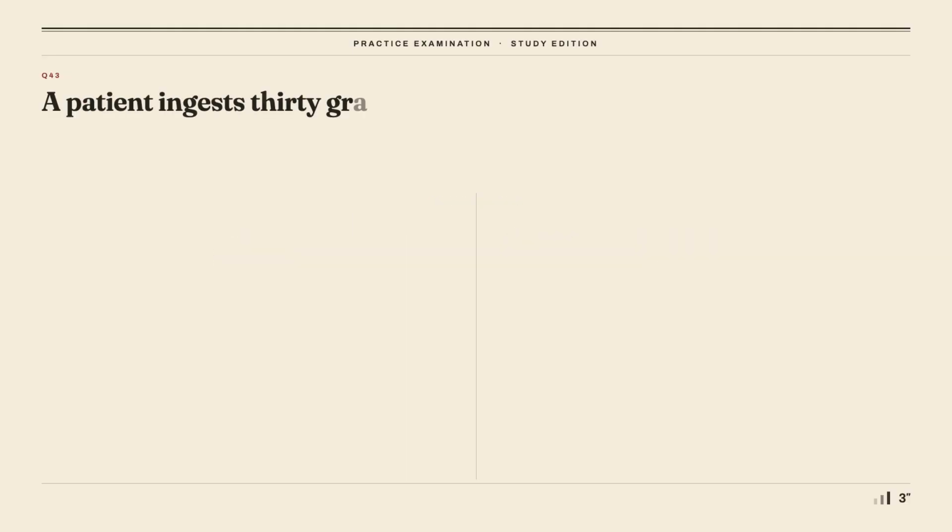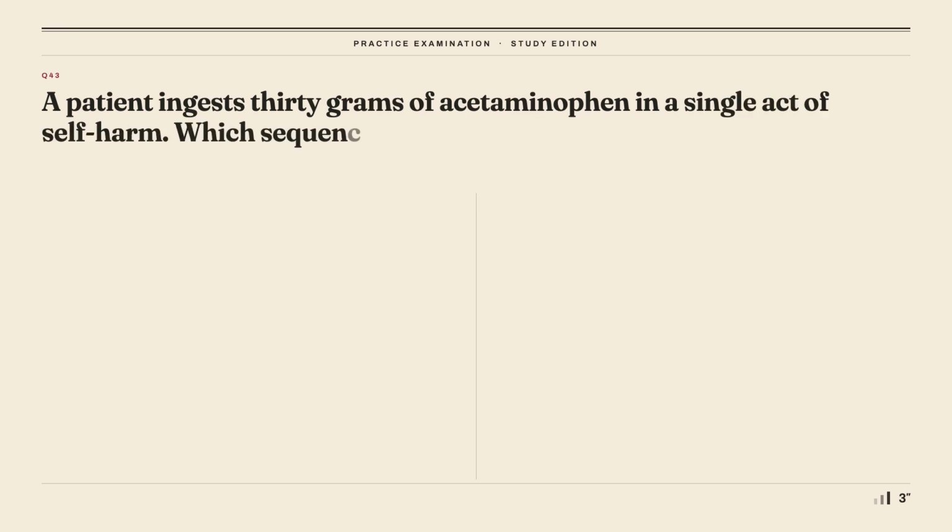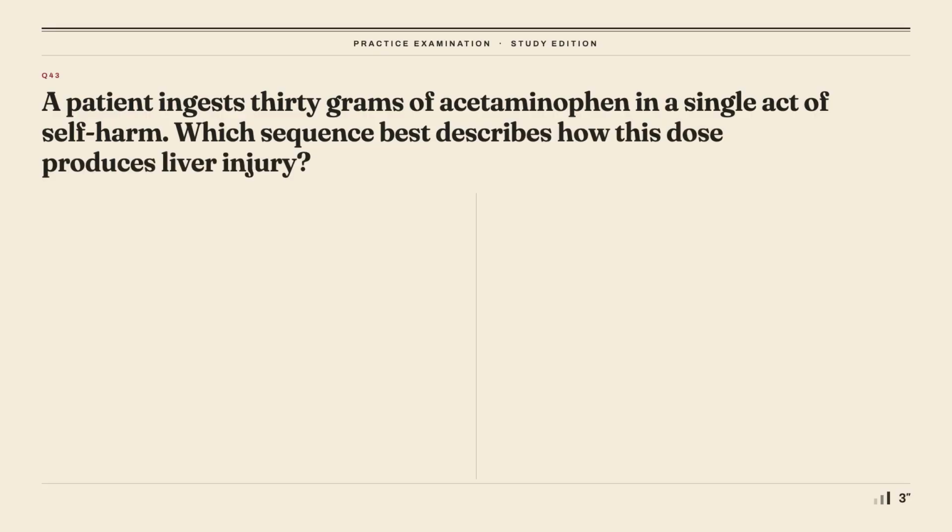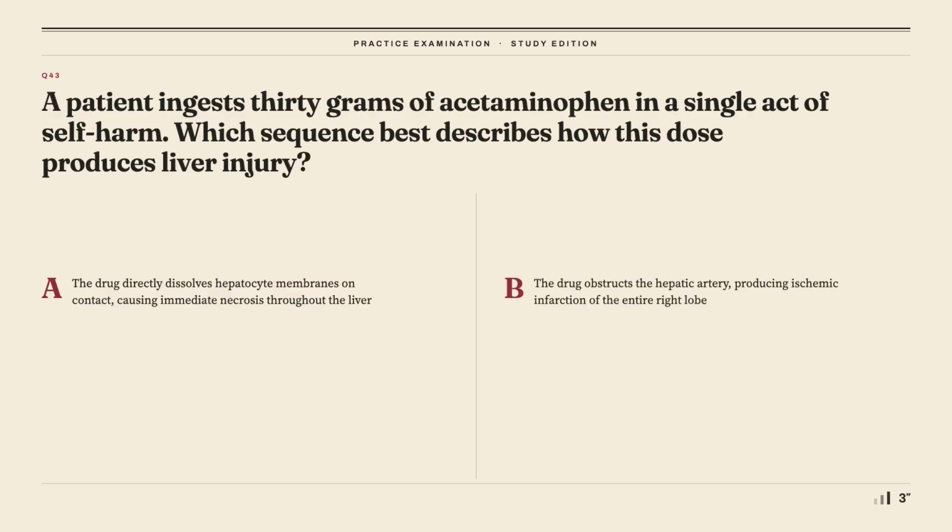Question 43. A patient ingests 30 grams of acetaminophen in a single act of self-harm. Which sequence best describes how this dose produces liver injury? Your options are: A. The drug directly dissolves hepatocyte membranes on contact, causing immediate necrosis throughout the liver. B. The drug obstructs the hepatic artery, producing ischemic infarction of the entire right lobe. C. The drug triggers an immune-mediated hepatitis with antibody attack on bile ducts.